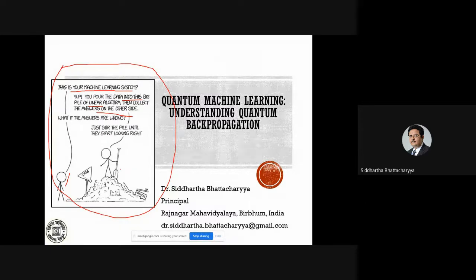You are giving some inputs to the system, and it is jumbling them up and giving you some results which are not expected. The other person replies, just stir the pile until the answers start looking right. He told him to stir the pile, that means make it more randomized or change the configuration of this entire set of linear algebra, matrices, vectors, etc., until you get the outputs which look right. So this is the essence of any backpropagation algorithm.